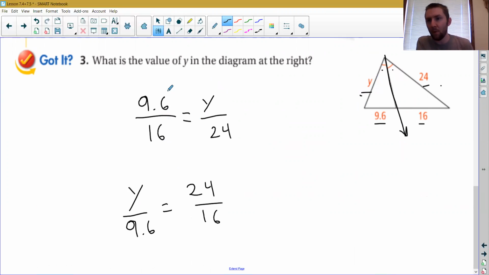This is a simple application of solving proportions. This is one where we could use the fish method if we remember that. 24 times 9.6 divided by 16. And if we punch that in on our calculator here, 24 times 9.6 divided by 16, we get that y is equal to 14.4.